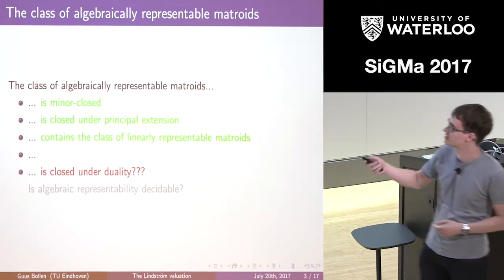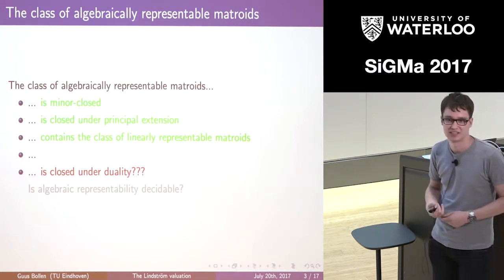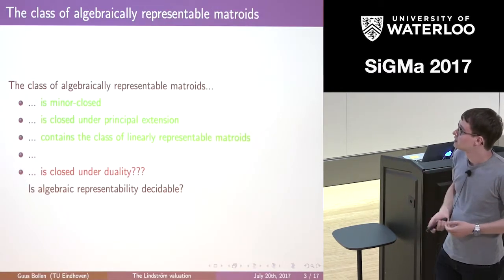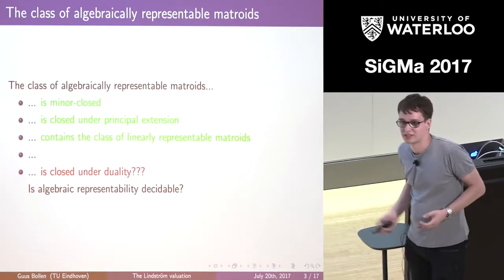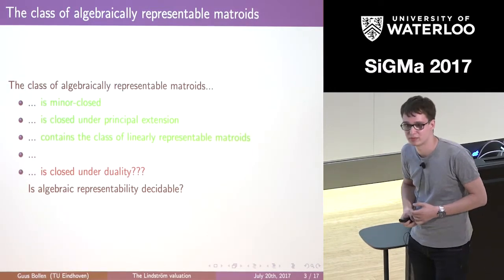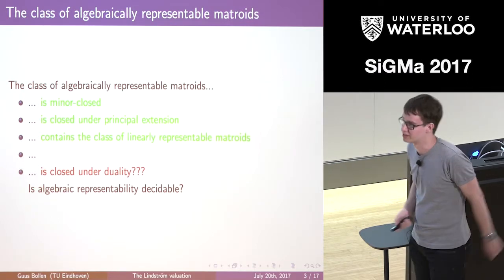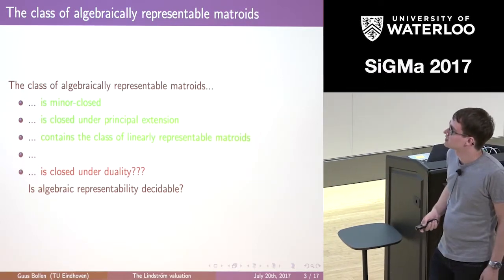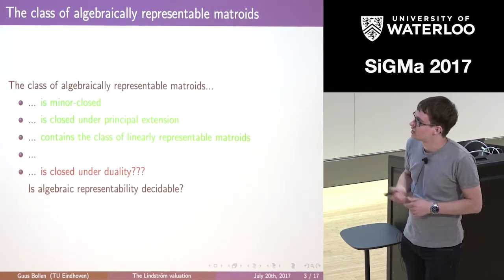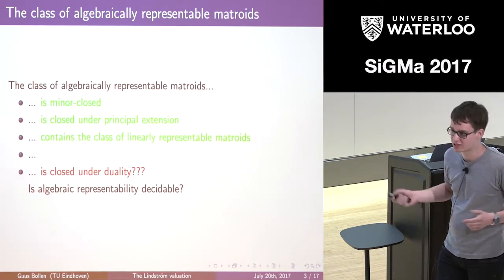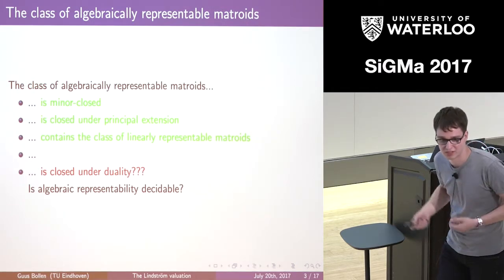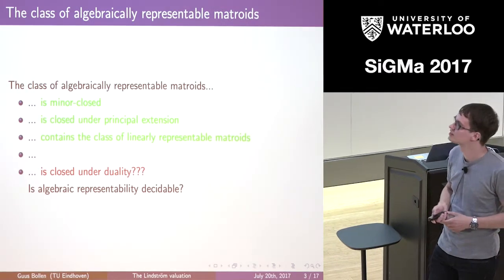Because even a simple question like, is it closed under duality? We don't know the answer to. And similarly, I don't know of an algorithm that tells me whether a matroid is algebraically representable, well, a finite algorithm that is. So these are all questions that I would like to answer, and yeah, while I cannot answer them to you in this talk, I hope I'm giving you something to work towards the answers to these questions.